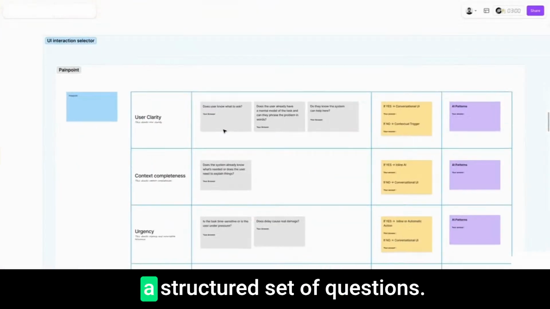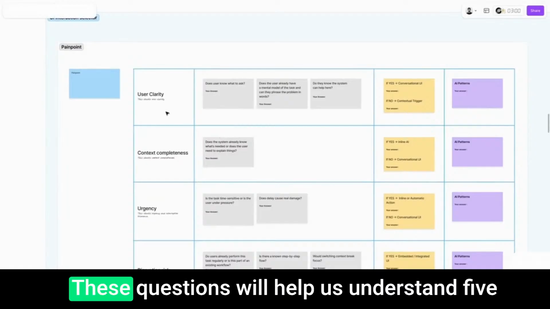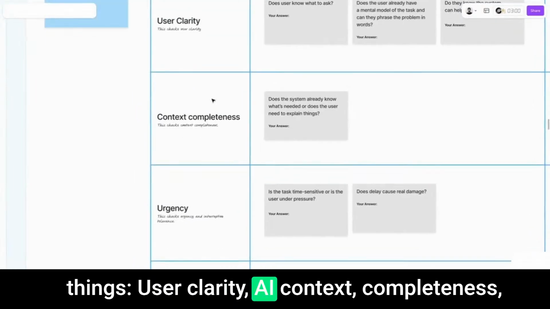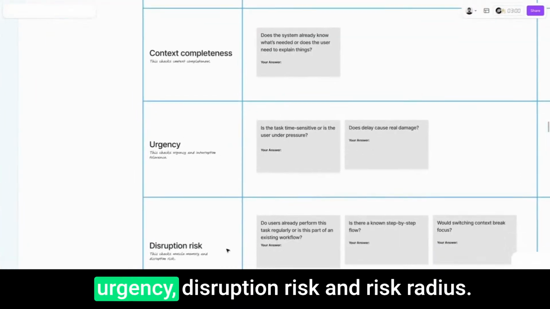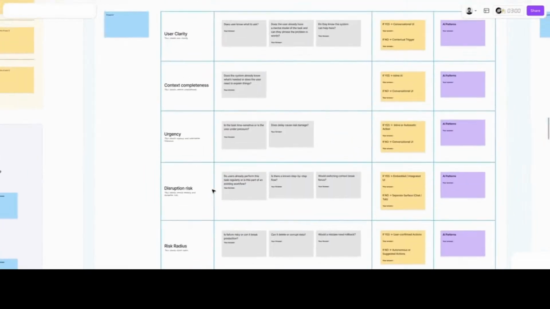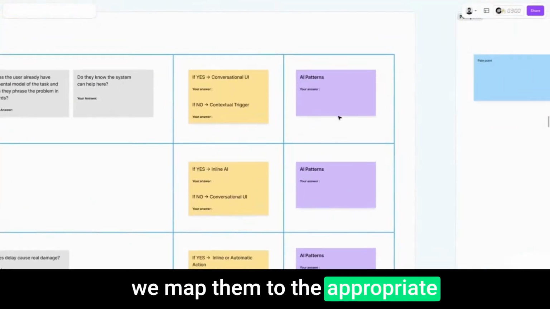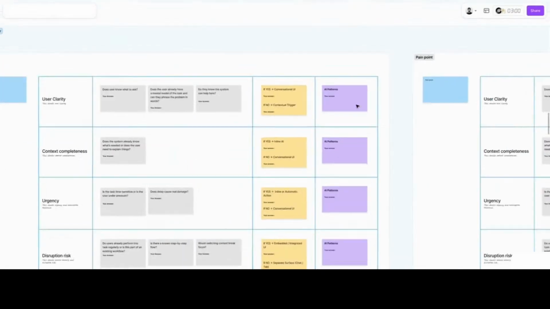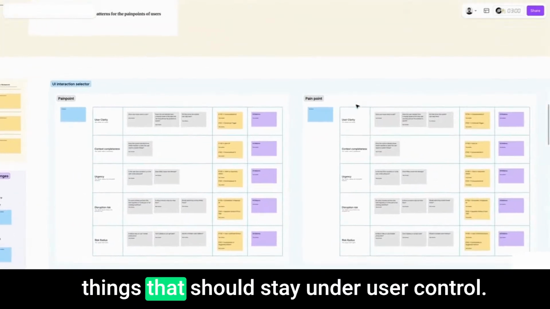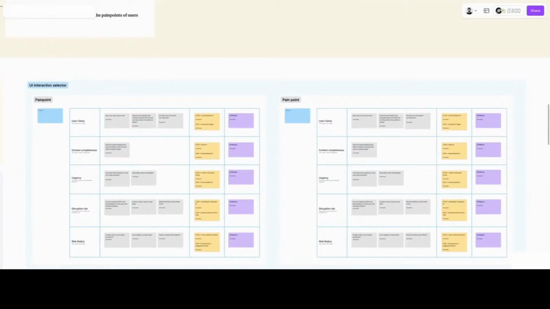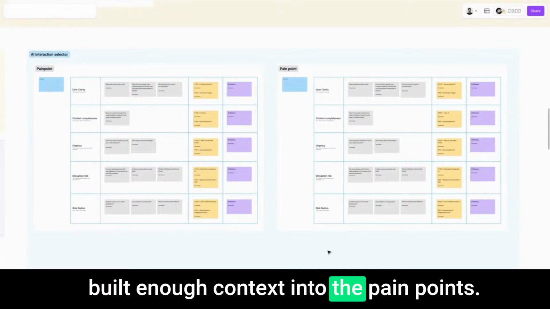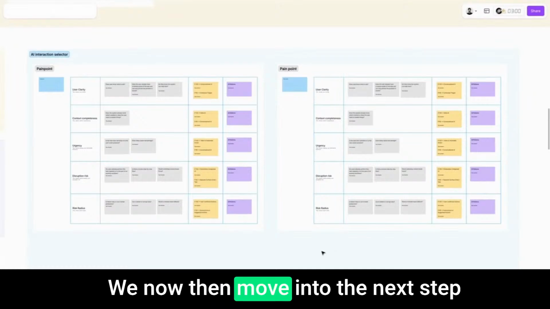We take these pain points to a structured set of questions. These questions will help us understand five things: user clarity, AI context completeness, urgency, disruption risk, and risk radius. We map them to the appropriate AI pattern and behavior. This step helps us avoid using AI where it does not belong and over automating things that should stay under user control. Once we're done with this exercise, we would have built enough context into the pain points.